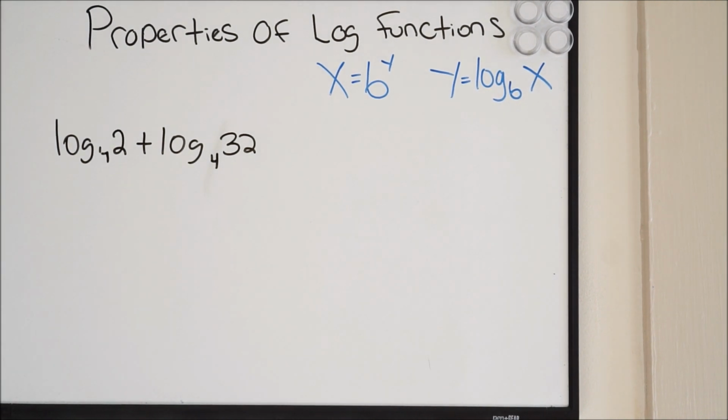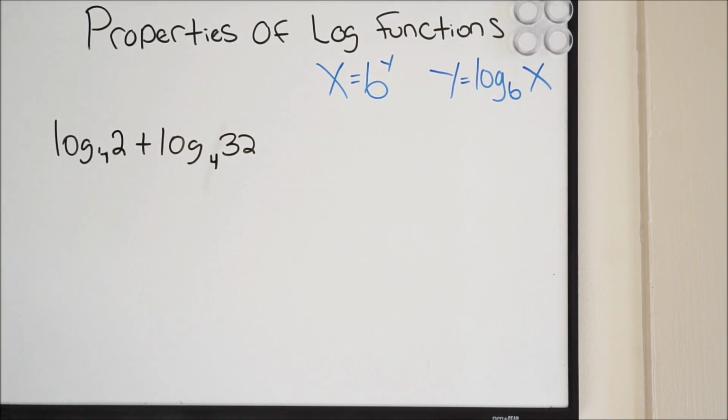Alright guys, here's our first example. So we have log base 4 of 2 plus log base 4 of 32. Now what I want you to do is evaluate this by hand, okay, using the properties of log functions. So recognize what's going on here. We're dealing with the same base, okay, and we know that when we're dealing with the same base and we multiply, we add. Well, we're going in reverse now. We're dealing with the same base and they're adding. So we're going in reverse, so that means we need to multiply here, okay?